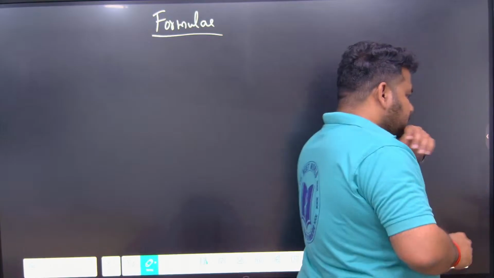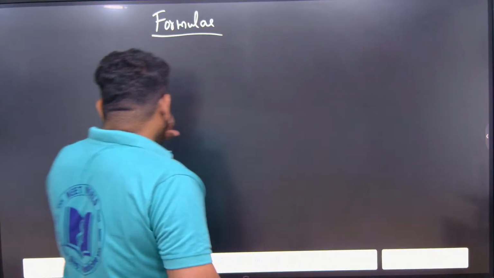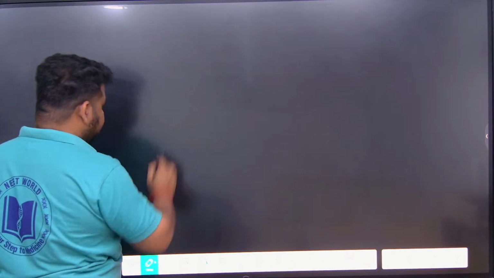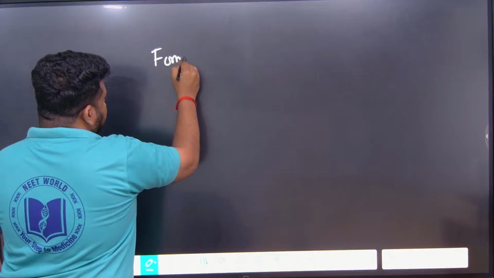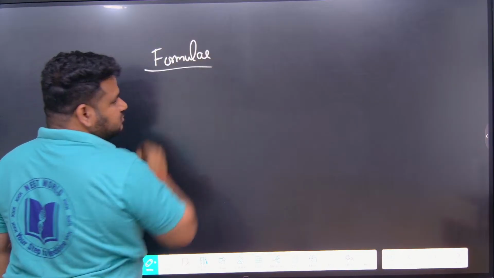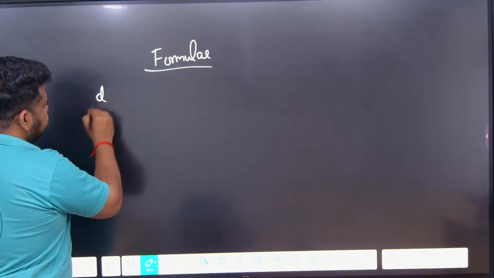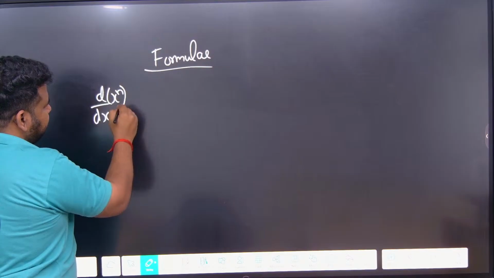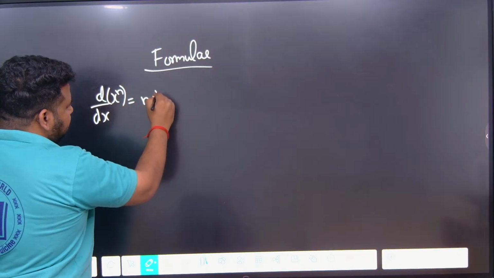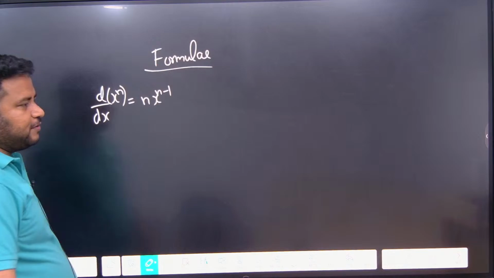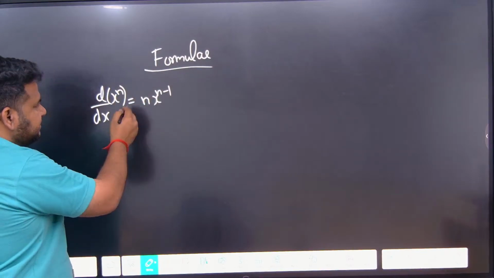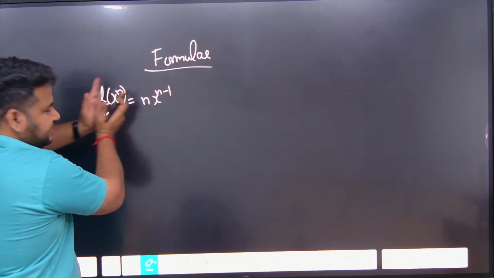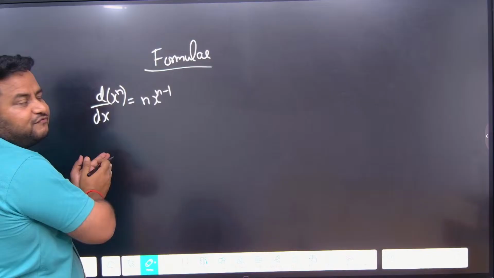So if we talk about the formula here, I am writing the differentiation formula first. d by dx of x to the power of n is n times x to the power of n minus 1. Now if I integrate this, I should get x to the power of n, because it is a reverse process. If I integrate this RHS, I should get the LHS, that is, I should get x to the power of n. So that means what?